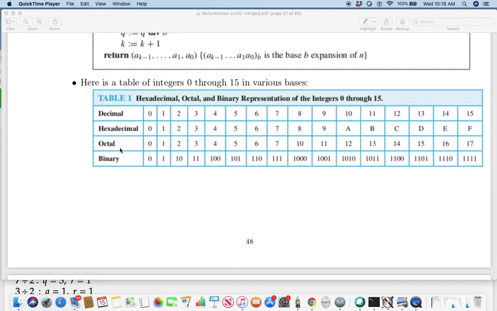Octal representation. Octal means base 8. So you are allowed digits until 7, and 8 becomes 1, 0, 9 becomes 1, 1, and so on. Binary is base 2. So you are allowed digits 0 and 1, and 2 becomes 1, 0, 3 becomes 1, 1, and so on. Notice in base 2, you are allowed only digits 0, 1. In base 8, you are allowed digits 0 to 7. Base 16, 0 through F. Decimal, 0 through 9.